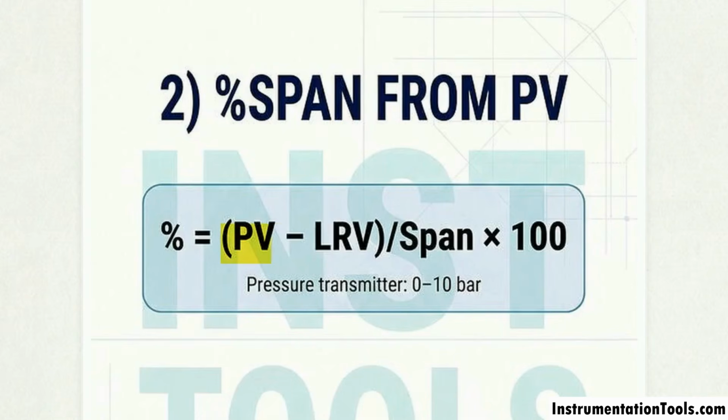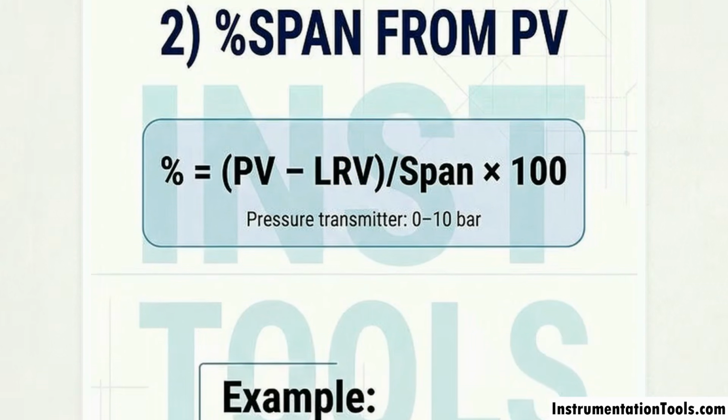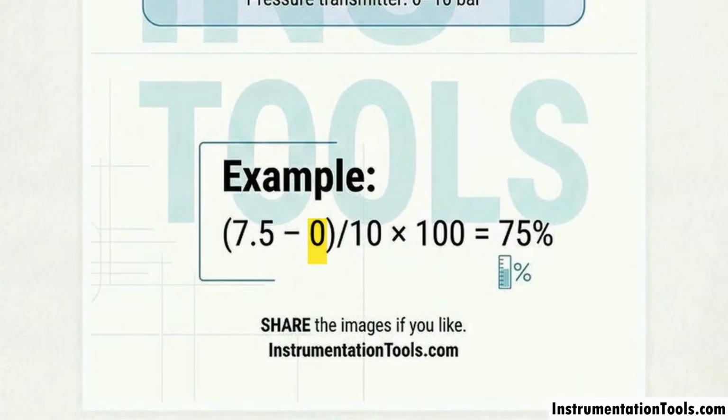If the physical process variable, or PV, is currently reading 7.5 bar, we first need to determine where that value sits proportionally within our 10 bar span. Subtracting the lower range value before dividing by the span is a critical step. While it seems simple when the LRV is 0, building this habit ensures accuracy when working with instruments that have an offset, like a vacuum gauge. Here, the calculation puts us at 75% of the span.